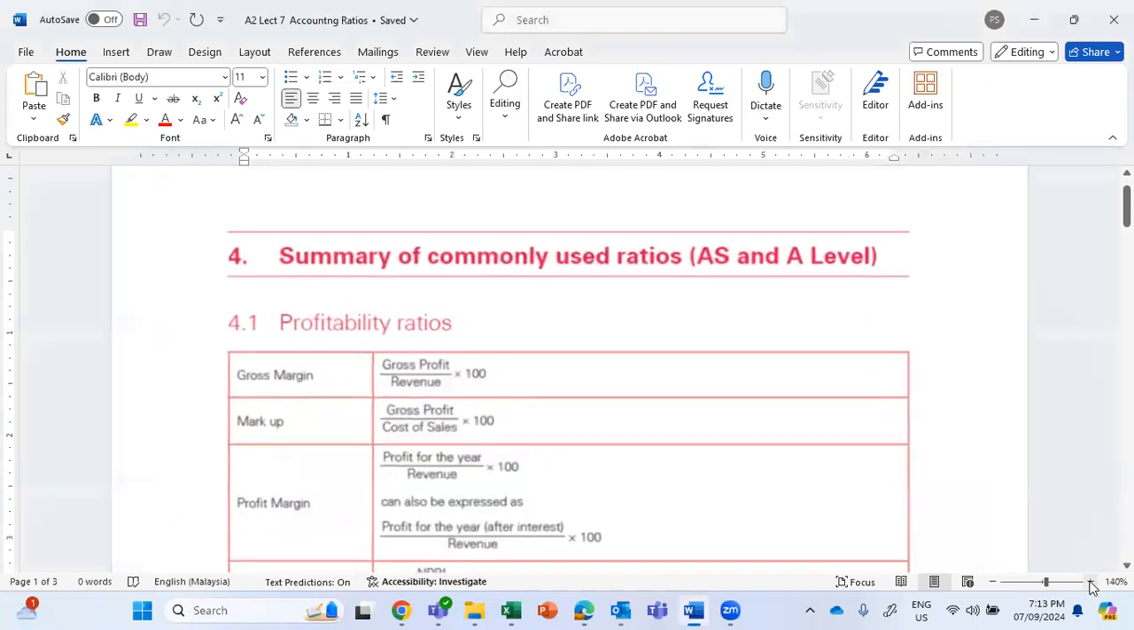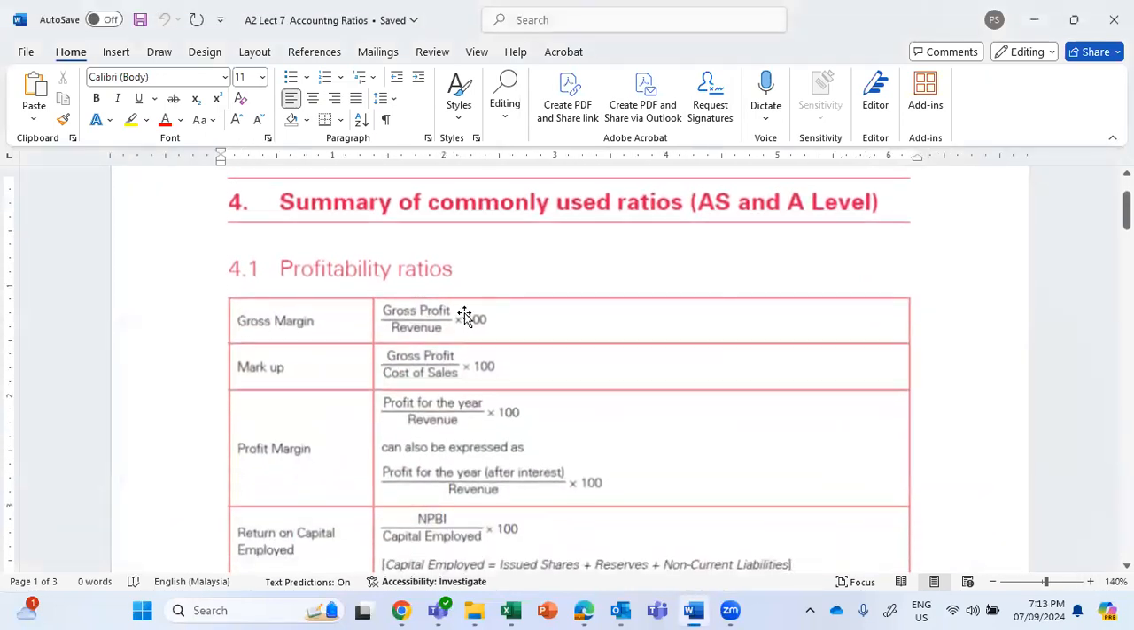So this is what you learn in AS. Gross margin, gross profit over revenue times 100%. So your answer should be expressed as a percentage. Okay. And then we learned markup, gross profit over cost of sales times 100%. Okay. And then profit margin. So profit margin is profit for the year divide revenue times 100%.